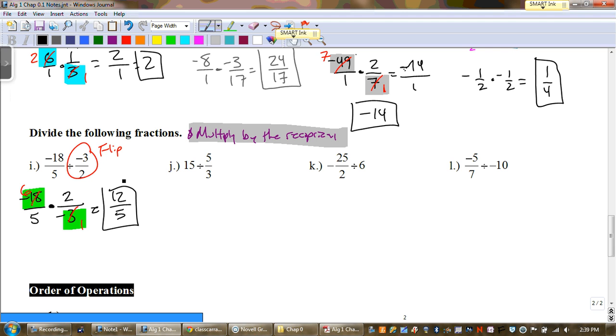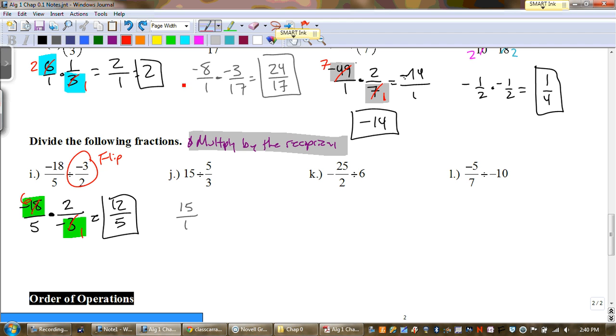Okay, J. 15 over 1. We're going to flip that. Okay, so 3 over 5. Let's take a look. We can kitty corner reduce those. 5 goes into both of those numbers. 3 times 3 is 9. 9 over 1. We get 9. Okay?